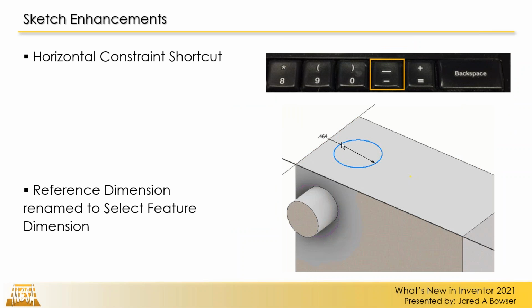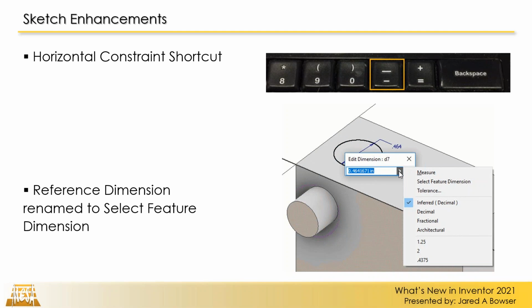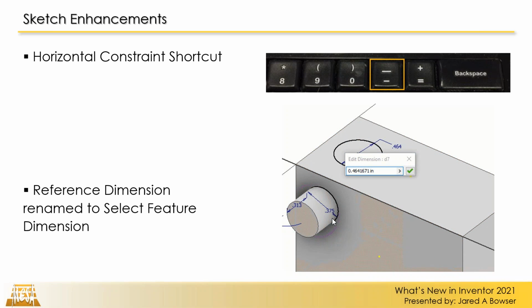All right, just a couple quick little sketch and part enhancements before we jump over to the Inventor side and look at a few of these. One is the horizontal constraint shortcut, which uses the dash key on your keyboard to start a horizontal constraint.